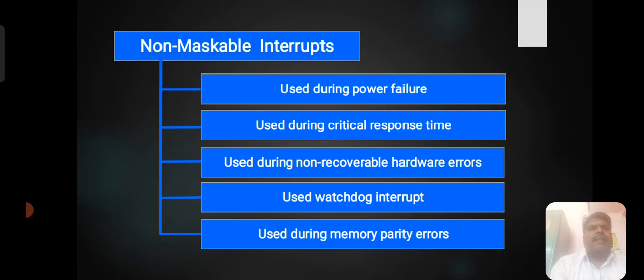The various uses of non-maskable interrupts are: first, during power failure; second, during critical response time; third, during non-recoverable hardware errors; fourth, watchdog interrupts; and fifth, during memory parity errors.